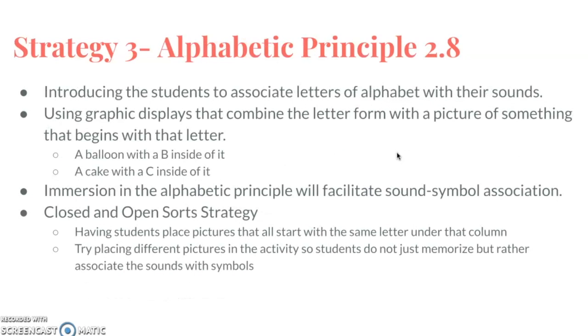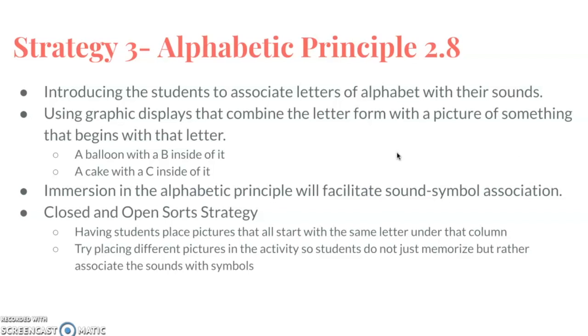The third strategy we decided to use was the alphabetic principle. This is one way to help students associate letters of the alphabet with their sounds. An example of this would be a balloon with a B inside of it, to help students learn that B is for balloon, and a cake with a C inside of it. These can be posted all around the classroom to help students remember what the letters look like and their sounds. This is immersion, and the alphabetic principle will facilitate sound-symbol association for the students.